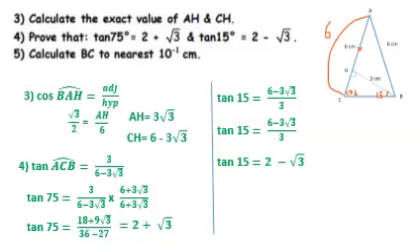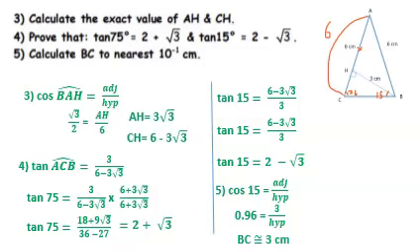Now calculate BC to the nearest 10 to the power minus 1. To calculate BC, you can use B, C, or even H. But I chose to use cosine 15 is equal to adjacent over hypotenuse. Cosine 15 is 0.96. The adjacent is 3, which is BH. And the hypotenuse is BC. And now after cross multiplication, BC it's 3 point something. But because they asked us to give it to the nearest 10 to the power minus 1, so I rounded the number. It's 3.1. Okay, that's everything.